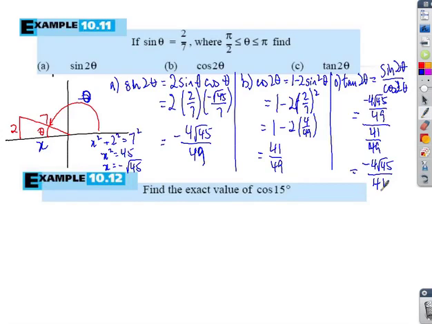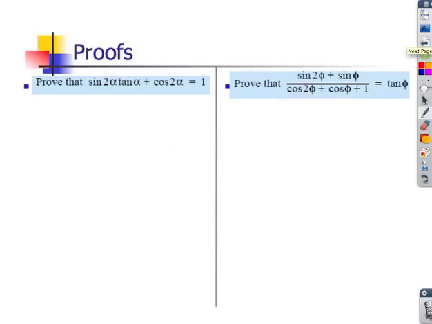Okay. All right. We'll skip the bottom question. A couple other proofs here that you can play around with.